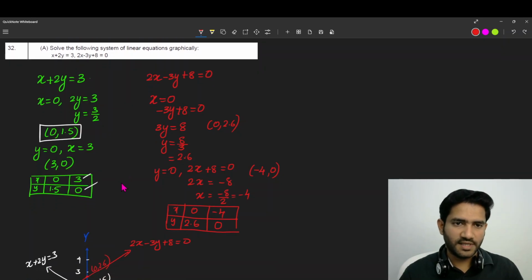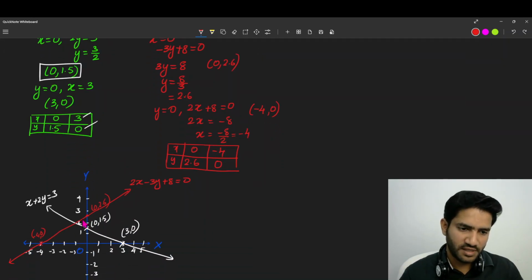Okay, now the question is: solve the following linear equation graphically. Solve means finding this intersection point. This intersection point is the solution. What's the intersection point here? If we are using the correct scale, we'll get the correct answer. It is minus 1, 2.